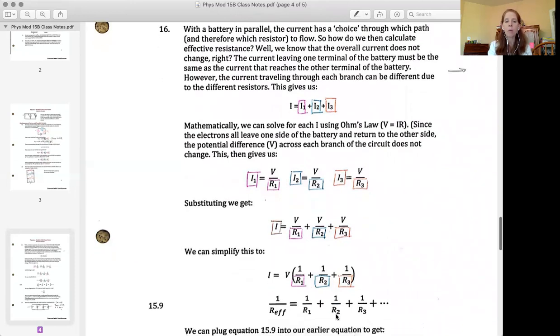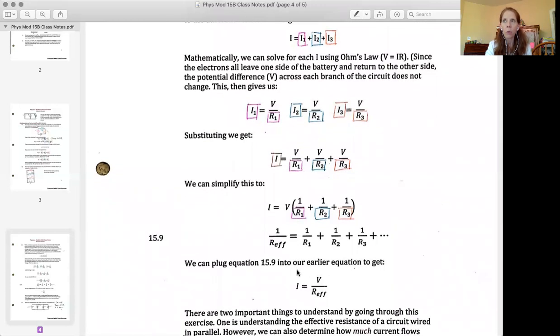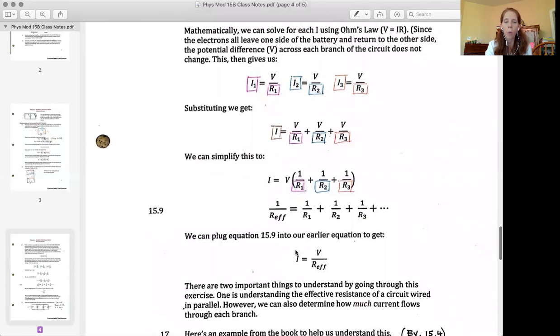So obviously if I want to find the effective resistance, I'm simply going to find the reciprocal of 1 over the effective resistance. If I take the effective resistance, take 1 over that, that is going to give me my overall resistance. Whew. So I equals V over the effective resistance.